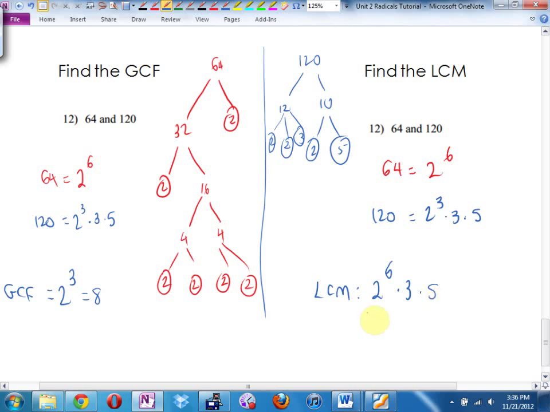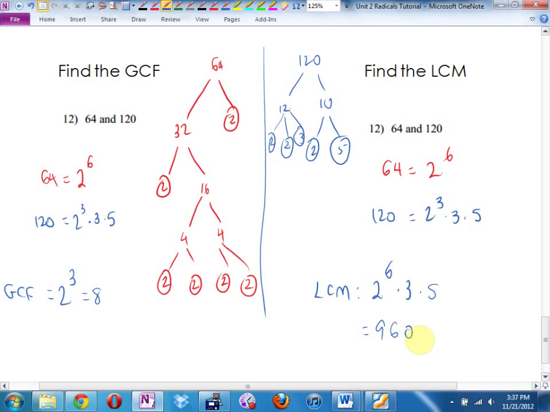Which is going to be 960. There's the least common multiple. That's the smallest number they both go into. The greatest common factor is the biggest number that goes into both of them. Okay? I'm definitely going to give you a couple of those to do, and they will be numbers that are big enough that you're going to have to use this method.